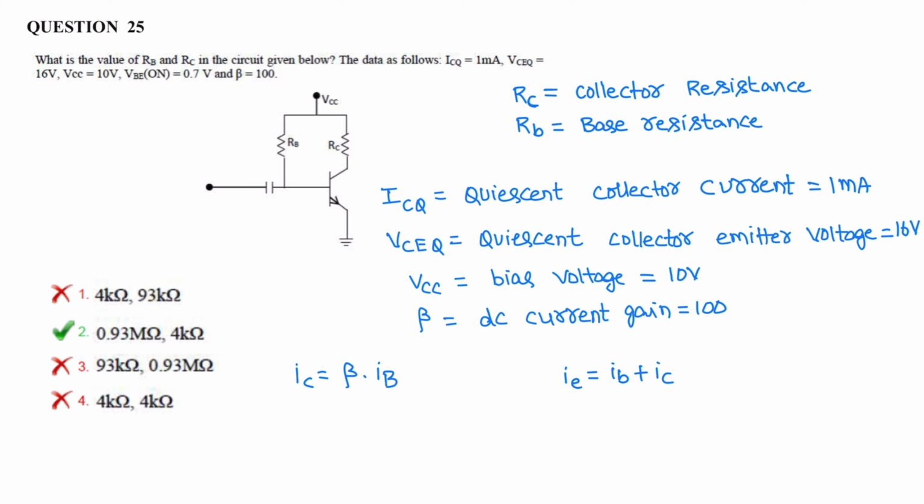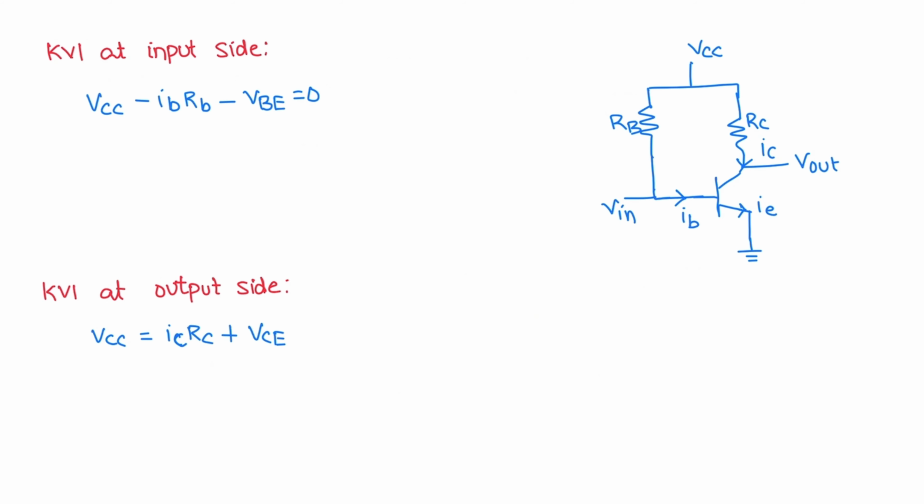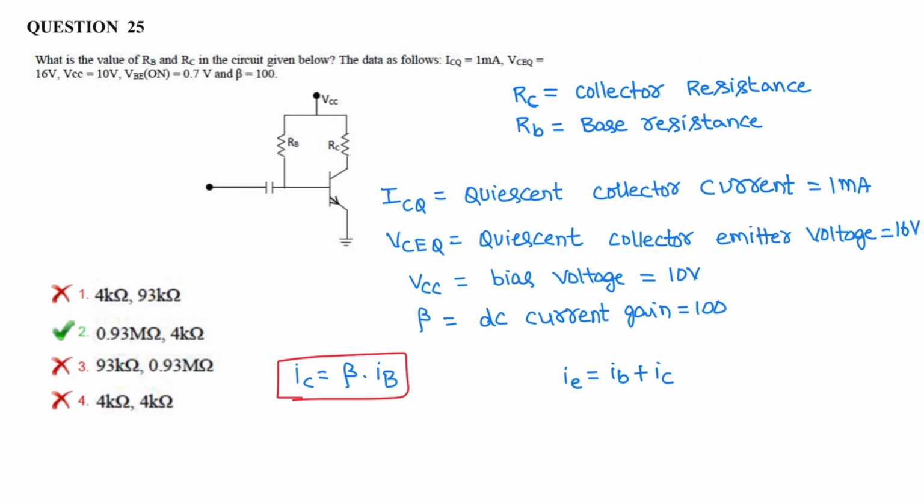We know the relation that IC is equal to beta IB, since it is a common emitter configuration. So the circuit given is a common emitter configuration. Emitter is connected to ground. Here is the collector terminal, the base terminal. Base current is IB, collector current is IC. The resistor connected to the base is the base resistor. The resistor connected to the collector is the collector resistor. Output is taken across the collector and input is given across the base. Emitter is grounded.